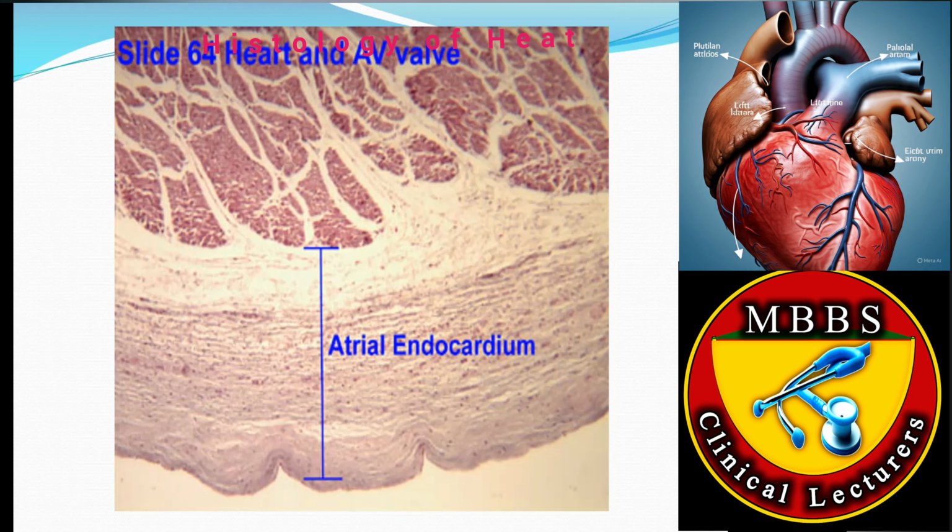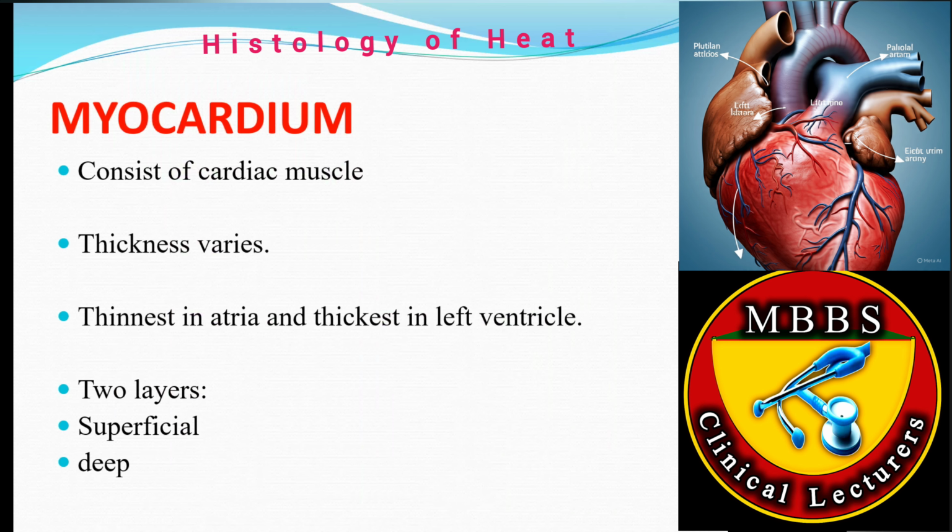Myocardium. It consists of cardiac muscle. Thickness varies from place to place, different in the atria and ventricles. Thinnest in atria and thickest in the left ventricle. Two layers, the superficial and the deep.